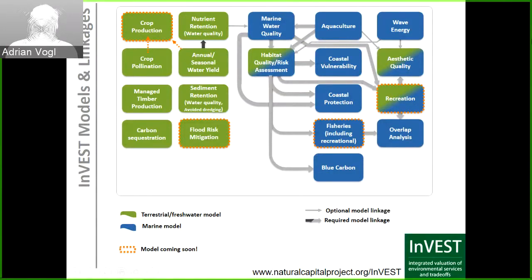And then in the blue on the right, we have marine models or coastal models like coastal protection, which evaluates the potential threat to coastlines and infrastructure from storm surge and sea level rise, and where natural capital ecosystems are protecting coastlines from those kinds of natural hazards. And then we have a few models that can be used in either marine coastal environments or terrestrial environments, like the habitat quality model, the recreation model that links visitation rates to features on the landscape, such as natural areas or roads or access points, things like that.